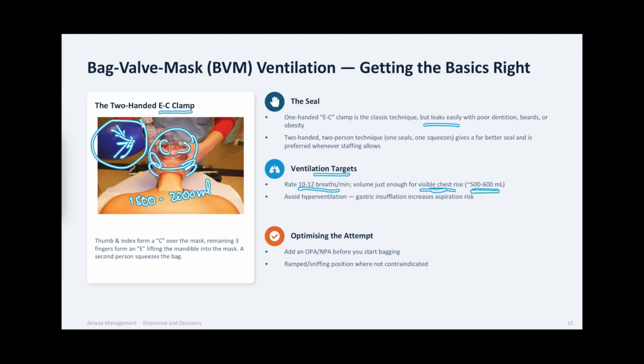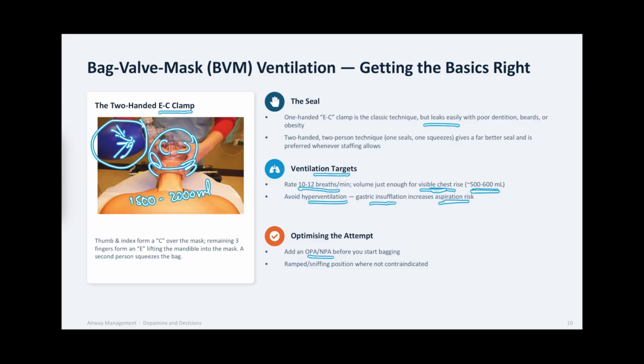Avoid squeezing the bag too rapidly or with excessive force because it leads to hyperventilation. This increases the intrathoracic pressure, which reduces the venous return and worsens the hypotension, and this also inflates the stomach, increasing the aspiration risk. Another useful tip is to insert an OPA or NPA like we have seen in the last slide. Remember this phase.